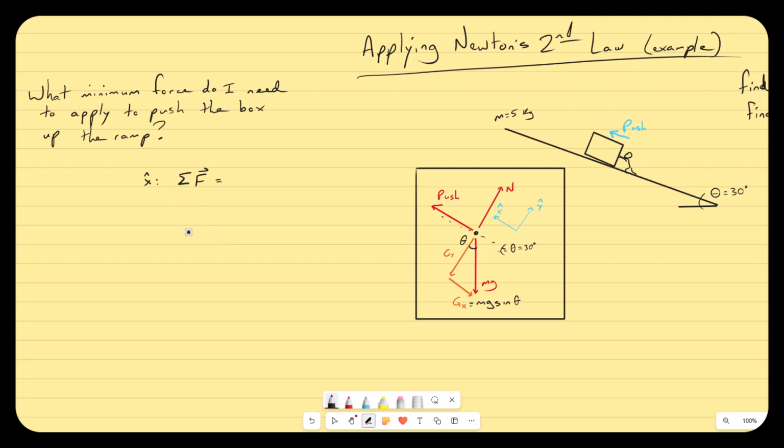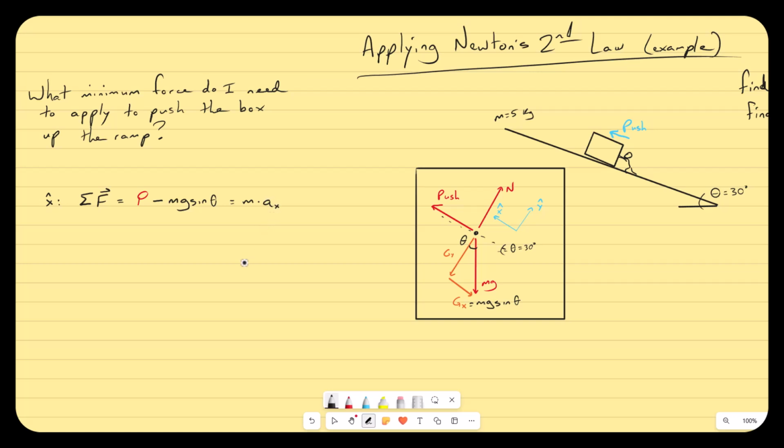My sum of forces in the x direction. That's how I got into this mess in the first place. I've got that push force going up the ramp. That's what I'm solving for. I've got mg sine theta going down the ramp. And that equals mass times acceleration in the x direction.